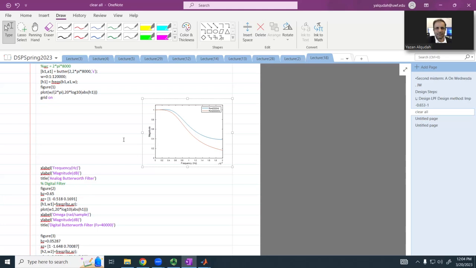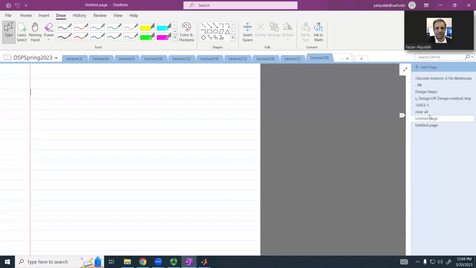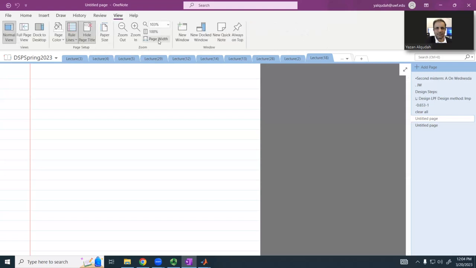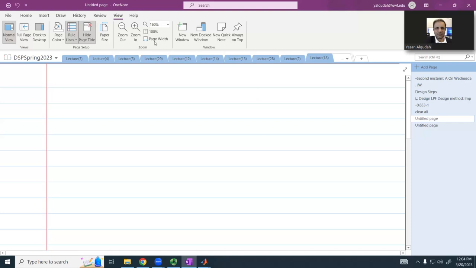So the next method. Any question on the impulse invariance? Intuitive? Makes sense? Continuous H of S, impulse response, sample it, aliasing, and you have your filter. The next method of conversion is using the matched filter, matched Z transform.